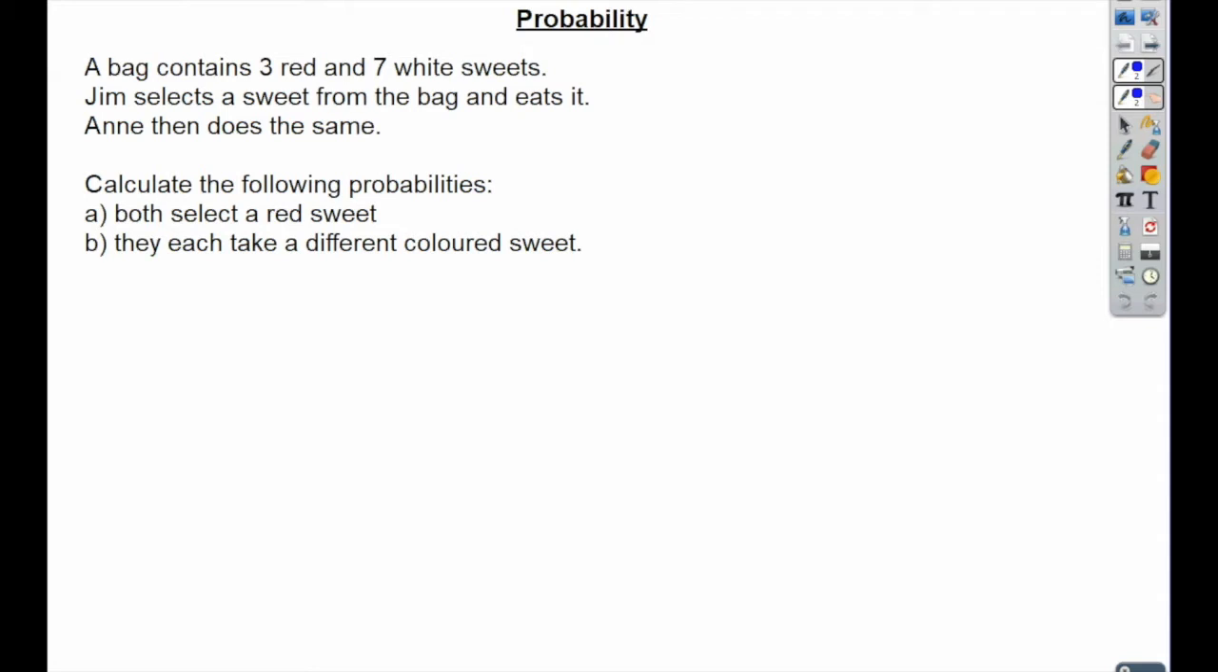Jim selects a sweet and then he eats it, as you do. When someone offers you a bag of sweets, you don't think, oh yes, that looks nice, pick one out and then put it back. Particularly with coronavirus, okay? You don't want to do that. You probably don't want to offer sweets to strangers anyway in the coronavirus situation, do you? Anyway, enough of that.